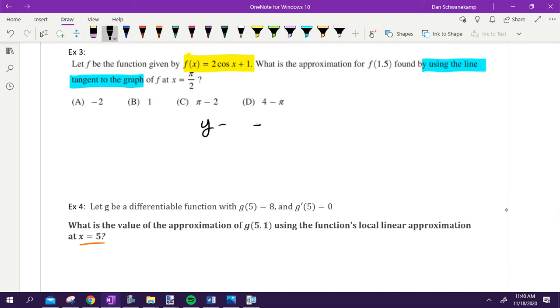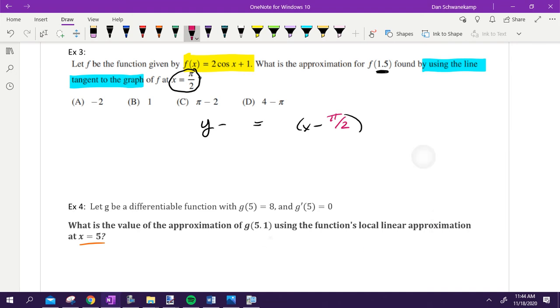y minus, x minus. Tangent to the graph at pi over 2. We're trying to figure out what 1.5 is, and we're using pi over 2. So that means my x value is pi over 2. Use that to find the approximation. Work with your neighbor, work by yourself, get that answer. Go.